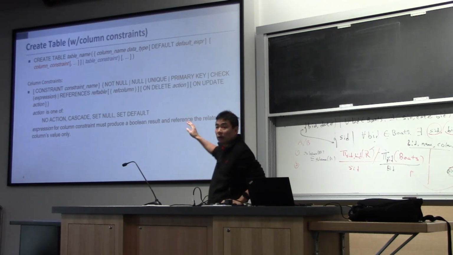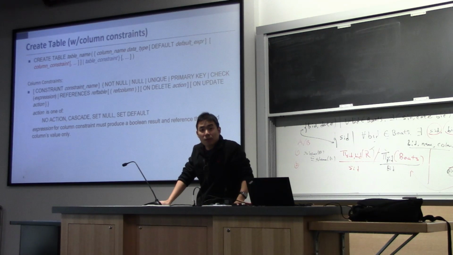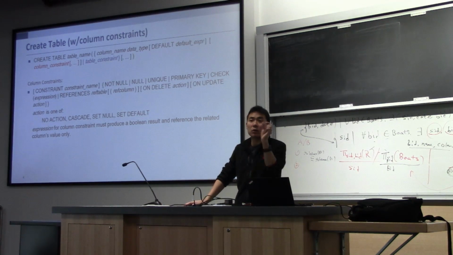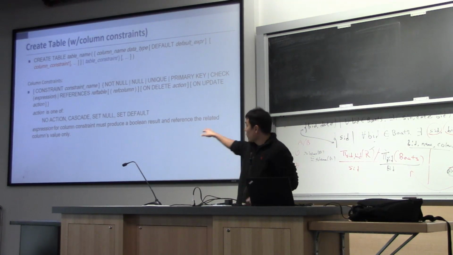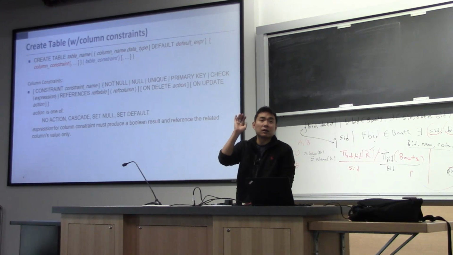So those are the four possible options for you to specify when you have a foreign key. One of the four possible choices for enforcing referential integrity constraint. Now, with that being said, I'll take your question.